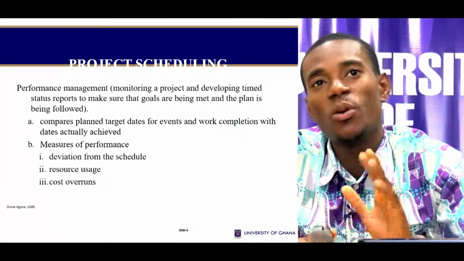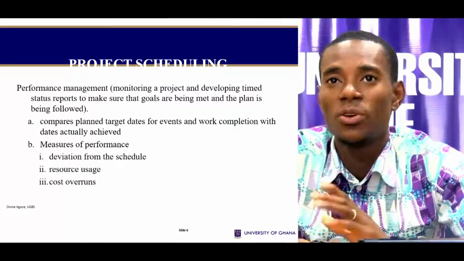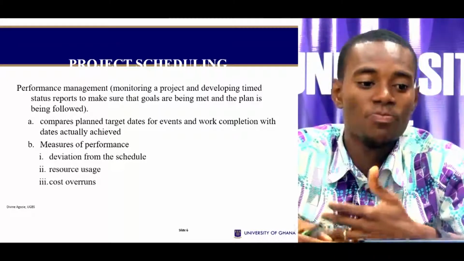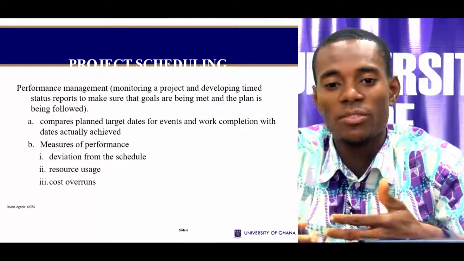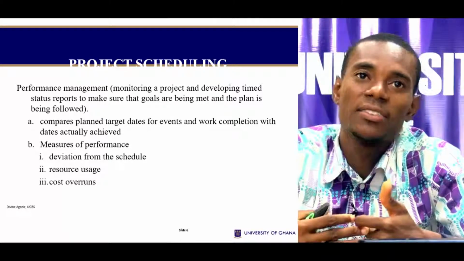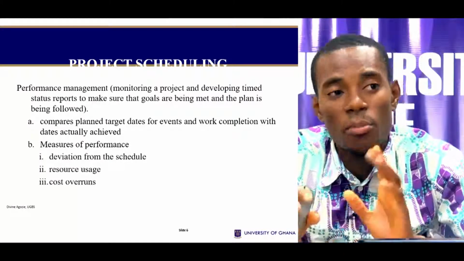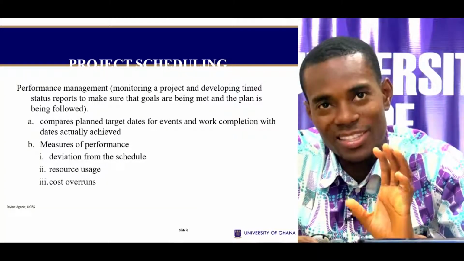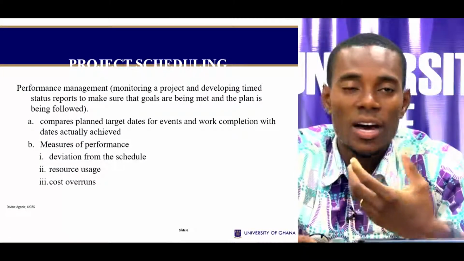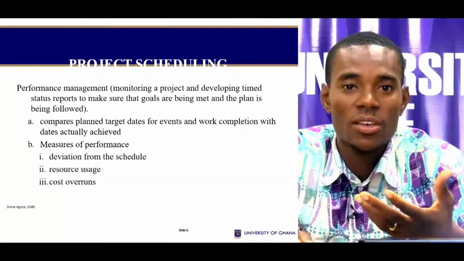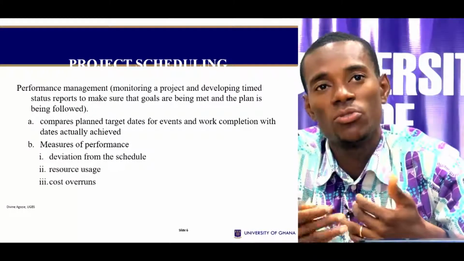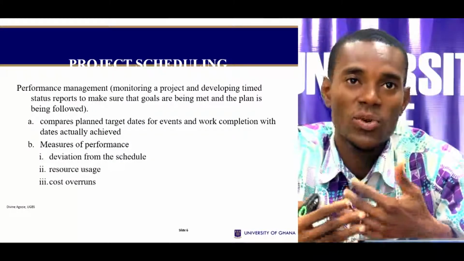So it says that it compares planned target dates for events and work completion with dates actually achieved. And so, for instance, if we plan completing an activity in 2 days and we complete in 1.5 days, well, that's some good performance, isn't it? Provided we are still getting the exact quality or the required output that we want, that's okay. But if we plan 2 days and we are finishing in 2.5 days, 3 days, then it gives you a fair idea that performance is quite low.